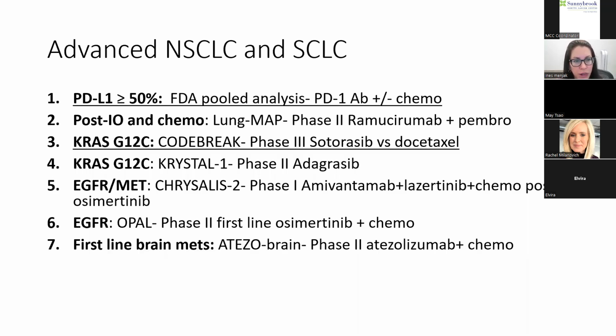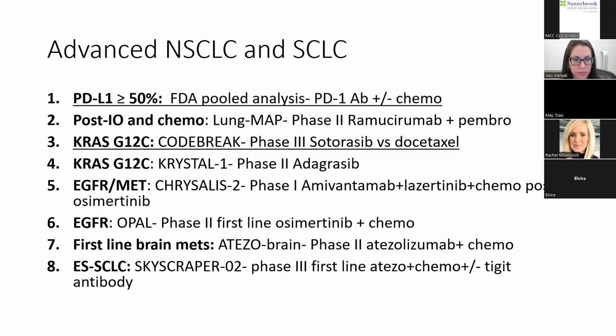There was a study we may not get to today, but it was looking at atezolizumab with chemo for brain metastases without radiation. And then another phase 3 study that unfortunately was not a positive study for small cell.